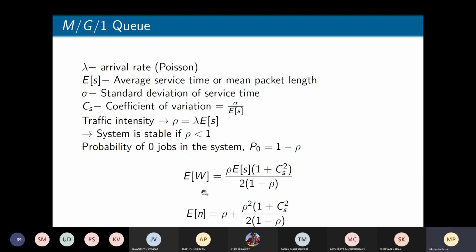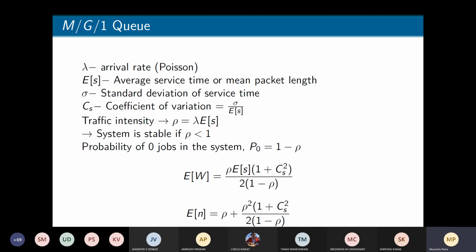So this EW value is given by rho times E of S times (1 plus CS square) divided by twice of (1 minus rho). This is how we represent E of W. Now from here we can get E of N also, that is equal to rho plus rho square times (1 plus CS square) divided by twice of (1 minus rho). This is my mistake, I'm sorry. There was a bracket here; the close bracket after CS square is missing.